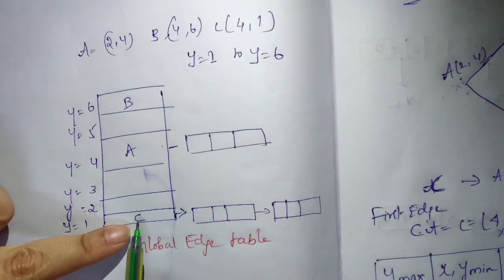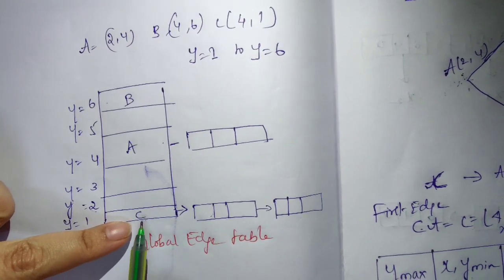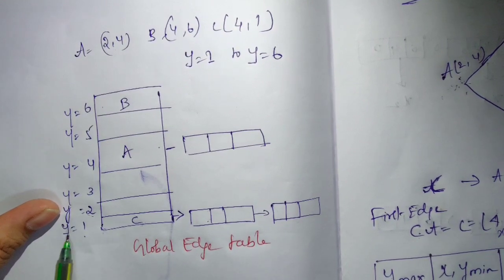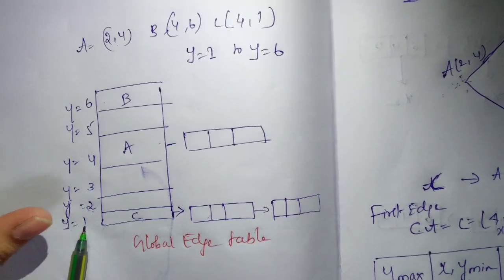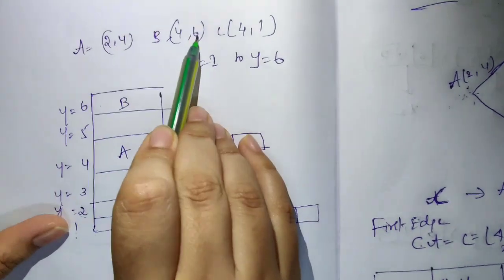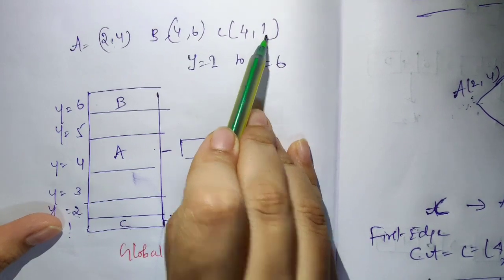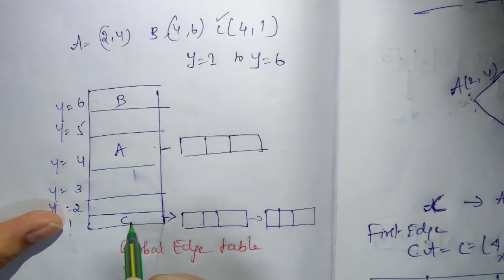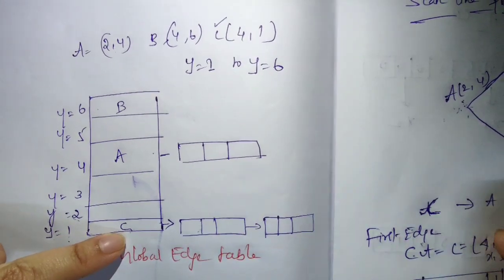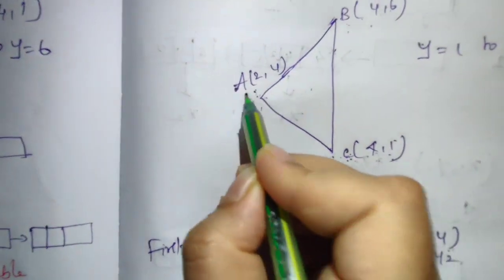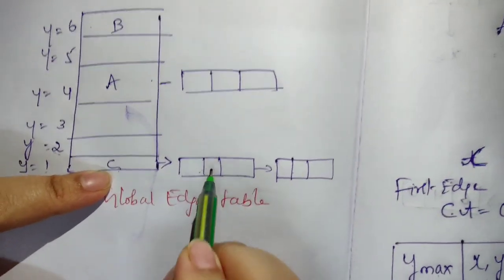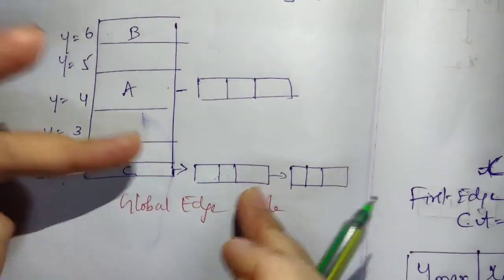The first letter is C. Why? Because in the question y is equal to 1, so we need to consider the value whose y value is equal to 1. Here the y value is 4, here the y value is 6, and here the y value is 1. So that's why I am taking the letter C over here. Very simple. The edge C is connected to A as well as B, so it consists of 2 nodes. What values I am going to fill, I will explain later.